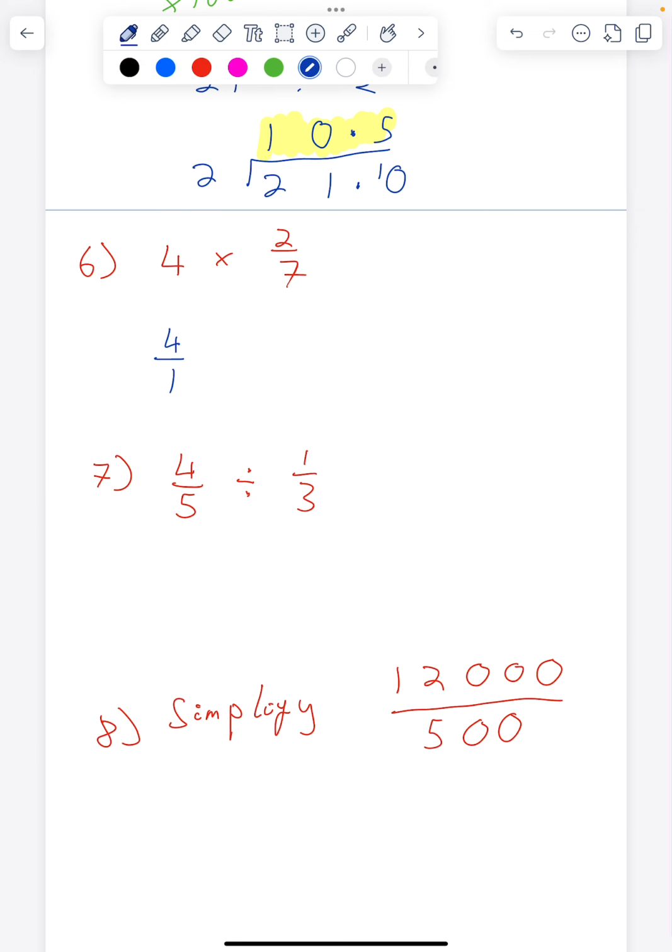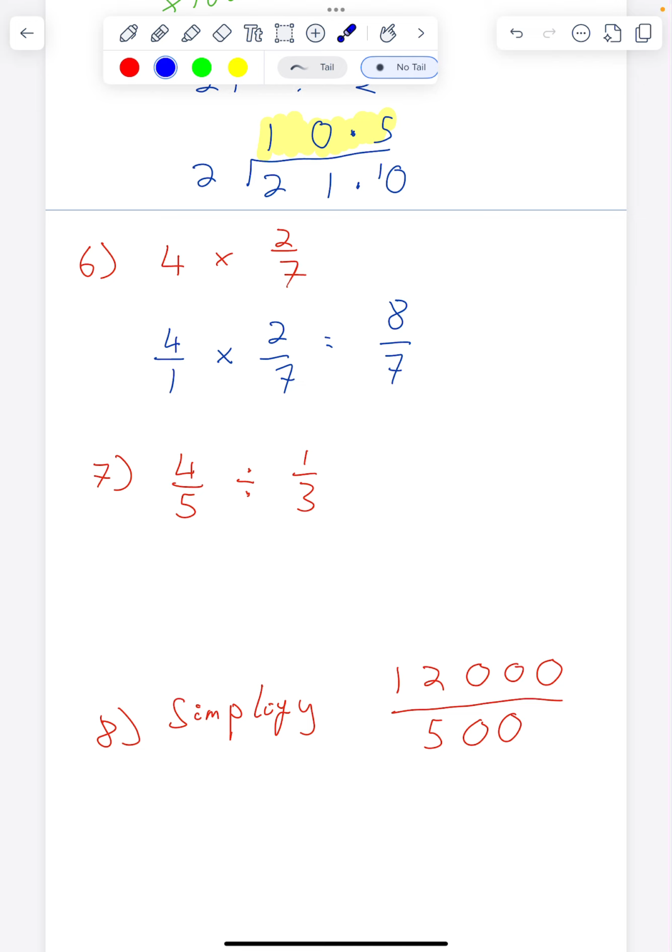Okay, so we're doing this, and we're timesing it by 2 over 7. Now, timesing fractions is really straightforward. You just times your numerators. So you're going to do 4 times 2, which gives you 8 over 1 times 7, which gives you 7. And this is your answer.